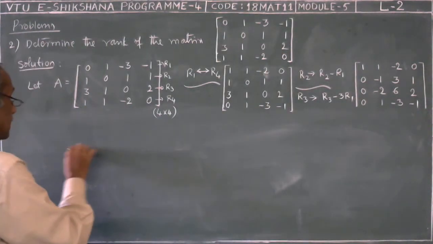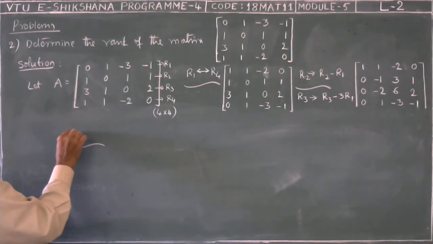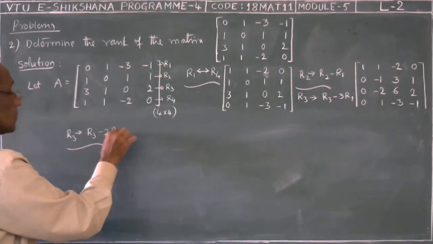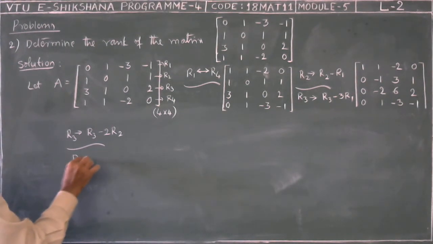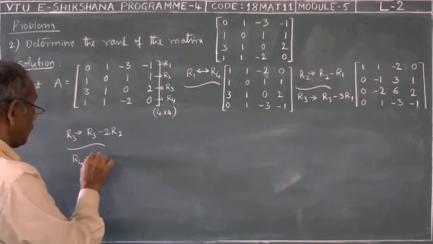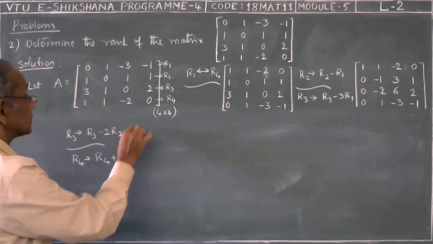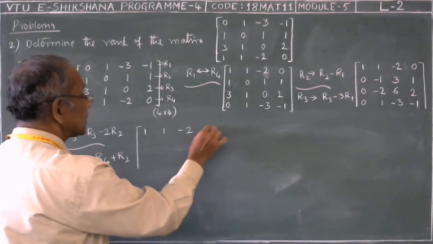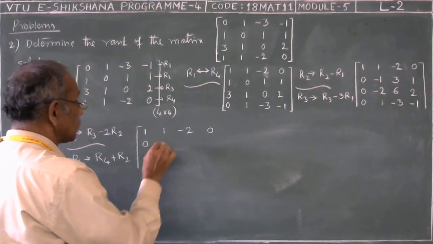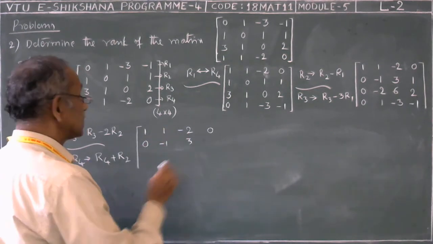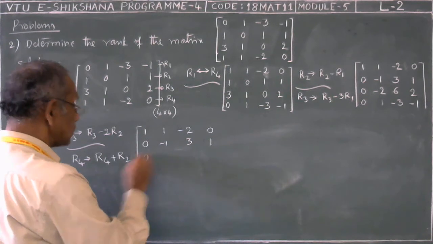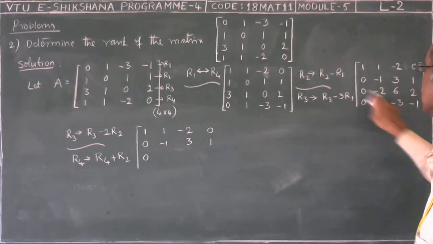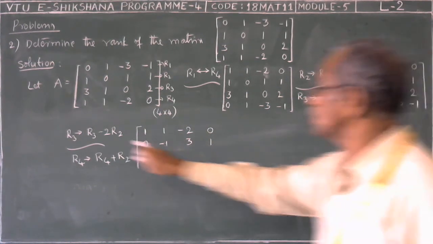So this is further equivalent to: R3 will change now, subject to the operation R3 minus 2 times R2. Then simply adding, R4 also will change, subject to the operation R4 plus R2. So you get the equivalent matrix. The first row is not at all touched. So it is perfectly alright. So don't disturb this one. Row 2 is being used, so there is no change in row 2 also. Minus 1, 3 and 1, then 0. Because there is already 0, nothing happens to this element. It remains as 0.